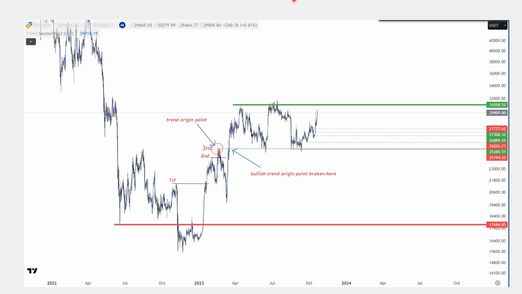First break, pullback, break that pullback top. This is our second bullish signal. For our third bullish signal, aka trend origin point, we also look for another pullback after the second structure break. Second structure break, another pullback.